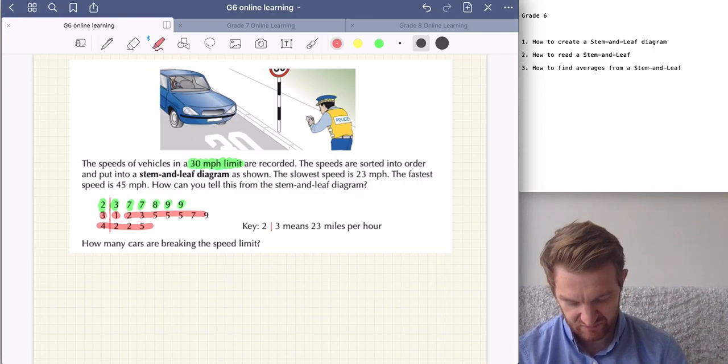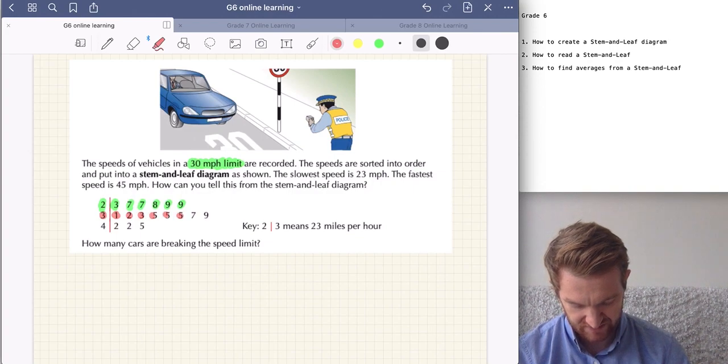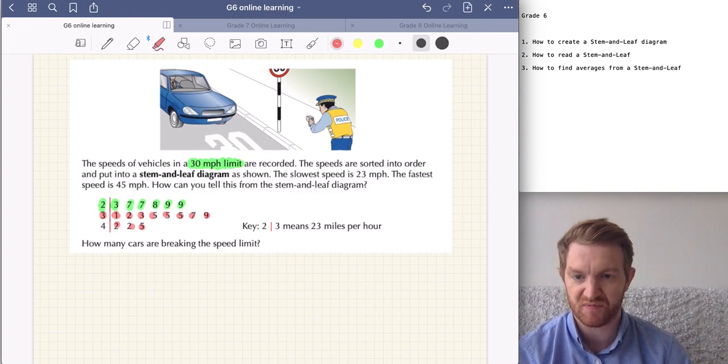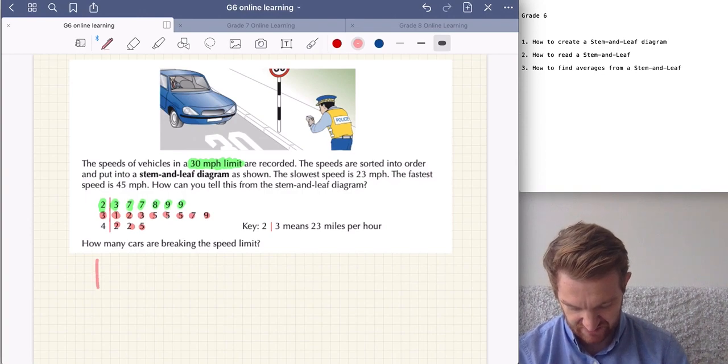So then we can do some simple counting. We can just go 1, 2, 3, 4, 5, 6, 7, 8, 9, 10, 11 numbers. How many cars are breaking the speed limit? 11 cars. The ones I've highlighted in red.